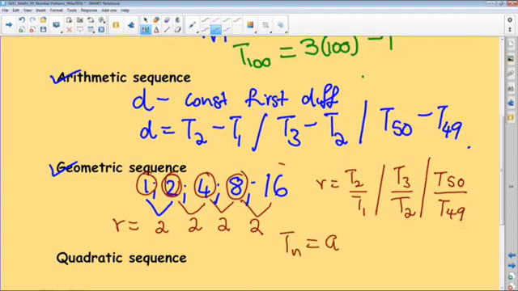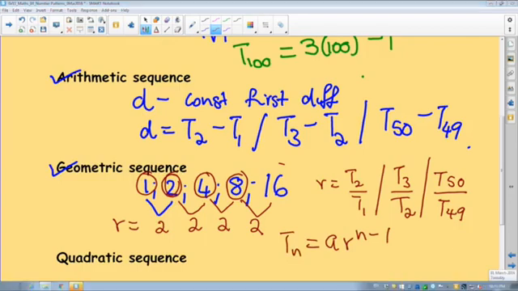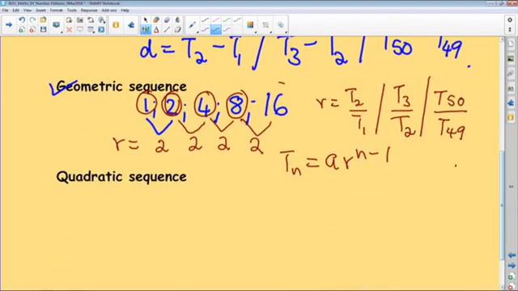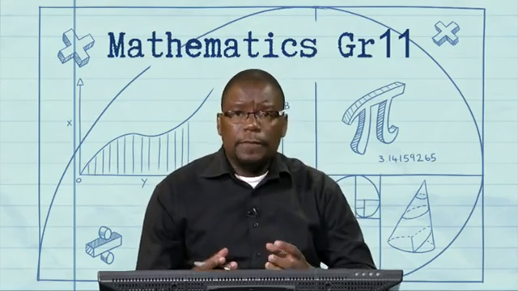This is ar^(n-1), but we're not going to dwell on that. We just need to know the differences for now. Okay. All right. And then the quadratic sequence.